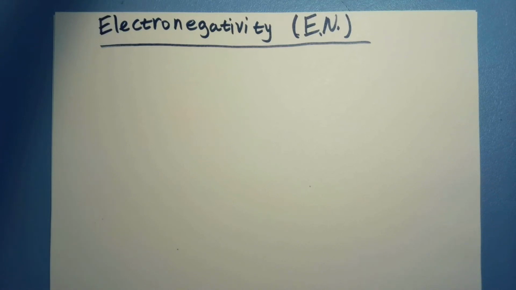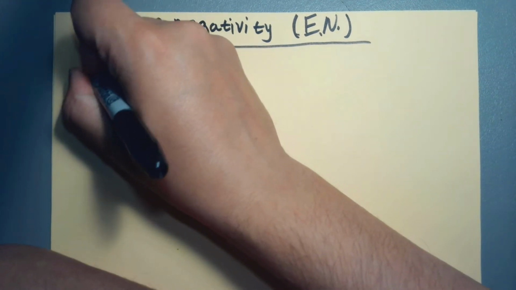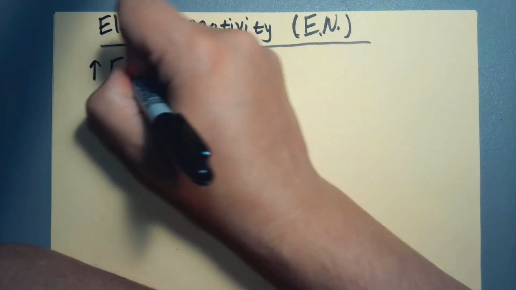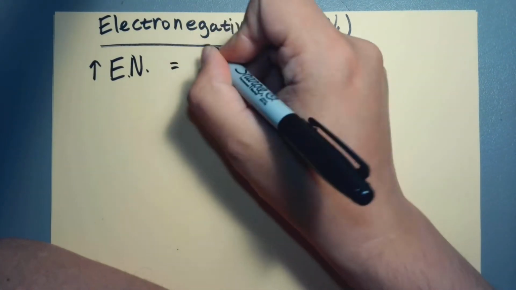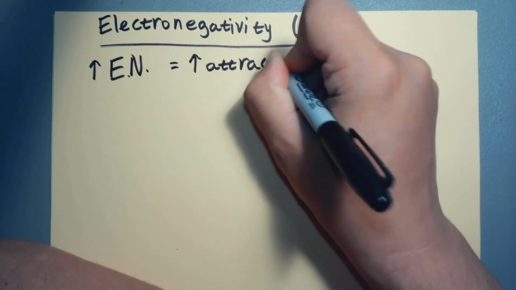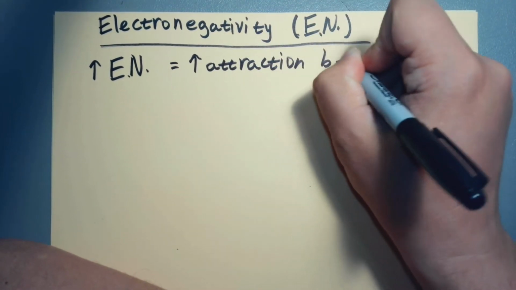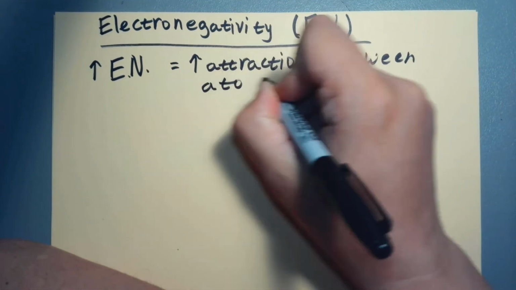Alright, so the last topic we're going to talk about here with the periodic table is electronegativity. So this is a physical property of elements. Essentially, if we have a larger electronegativity, which I always abbreviate as EN because shortcuts, right? Well, that means that there's a greater attraction between an atom and its electrons.